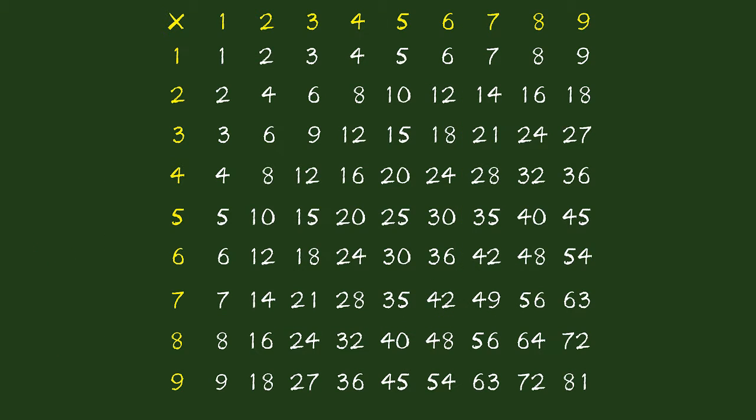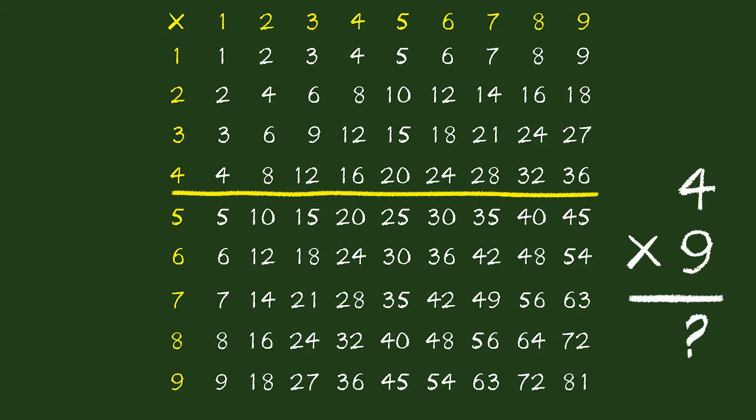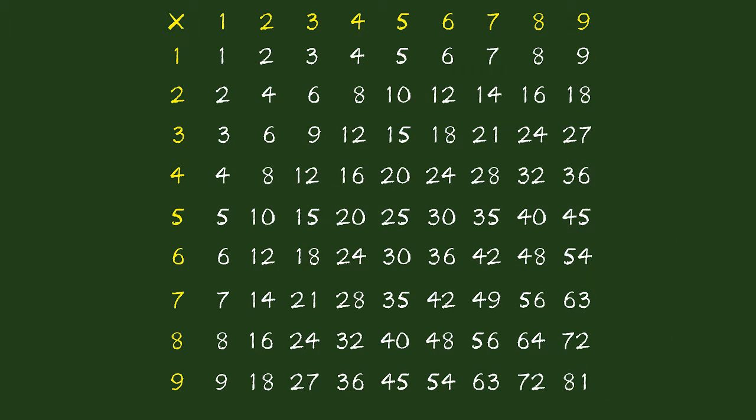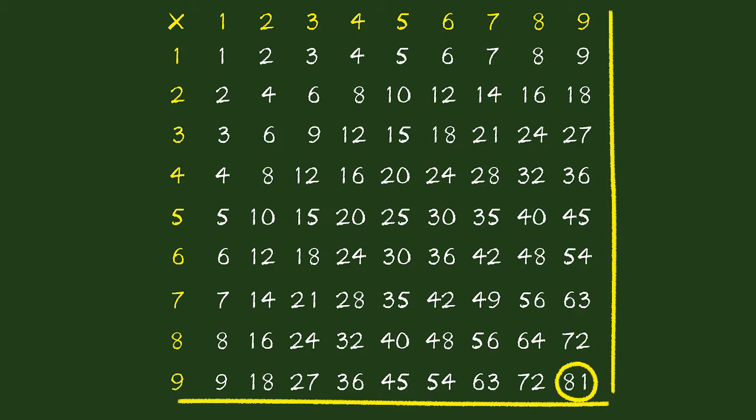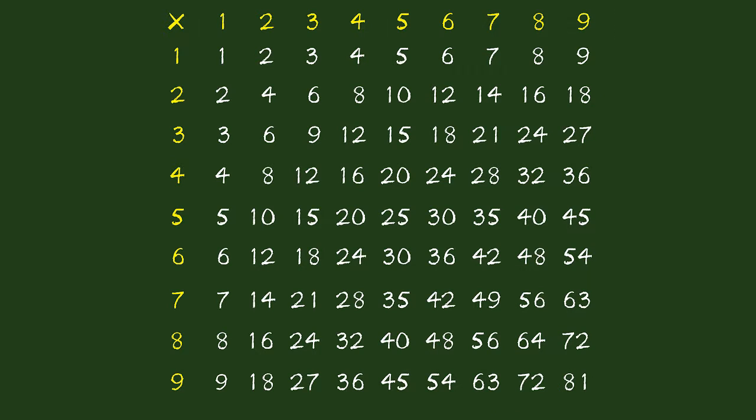Another example is if we wanted to multiply 4 times 9. Start in the 4's row and move over to the 9's column. They line up at 36, so 4 times 9 equals 36. Since 9 times 9 equals 81, this means there are 81 problems to remember. This sounds like a lot, but it's really not as hard as it seems.